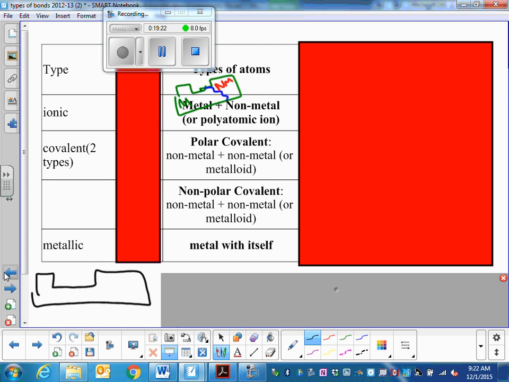We said metal and non-metal is ionic, non-metal plus non-metal is covalent. What about metal plus metal? Metals do not bond with other metals. They only bond with themselves. Two metals combine and make a heterogeneous or a homogeneous mixture at best. They do not make compounds. You understand this? All right. Moving on.